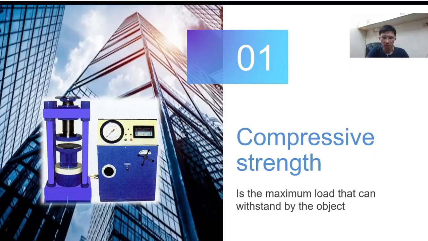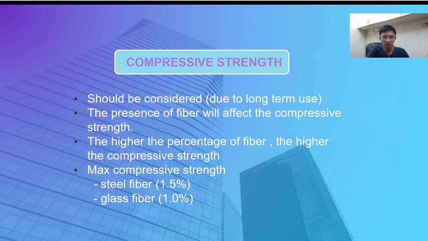First, compressive strength. Compressive strength is the maximum load that can be withstood by the object. It shall be considered and is important, because it is one important property for long-term use. The higher the percentage of fiber, the higher the compressive strength of the concrete. From the research, the maximum compressive strength of the concrete is at 1.5% of steel fiber and 1.0% of glass fiber.